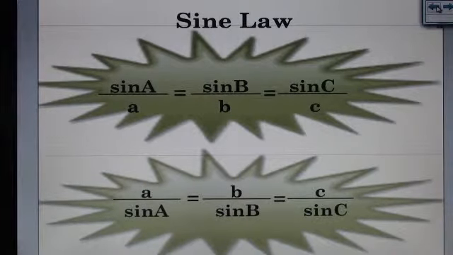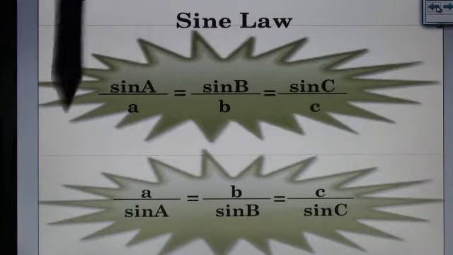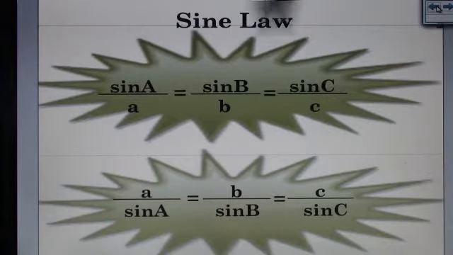This is just the general equation. You do see that there are three. It doesn't mean that you use all three, it just means you pick any two of the three and can set them equal. So you can do sine A over A equal to sine C over C, or sine A over A equals sine B over B, for example.